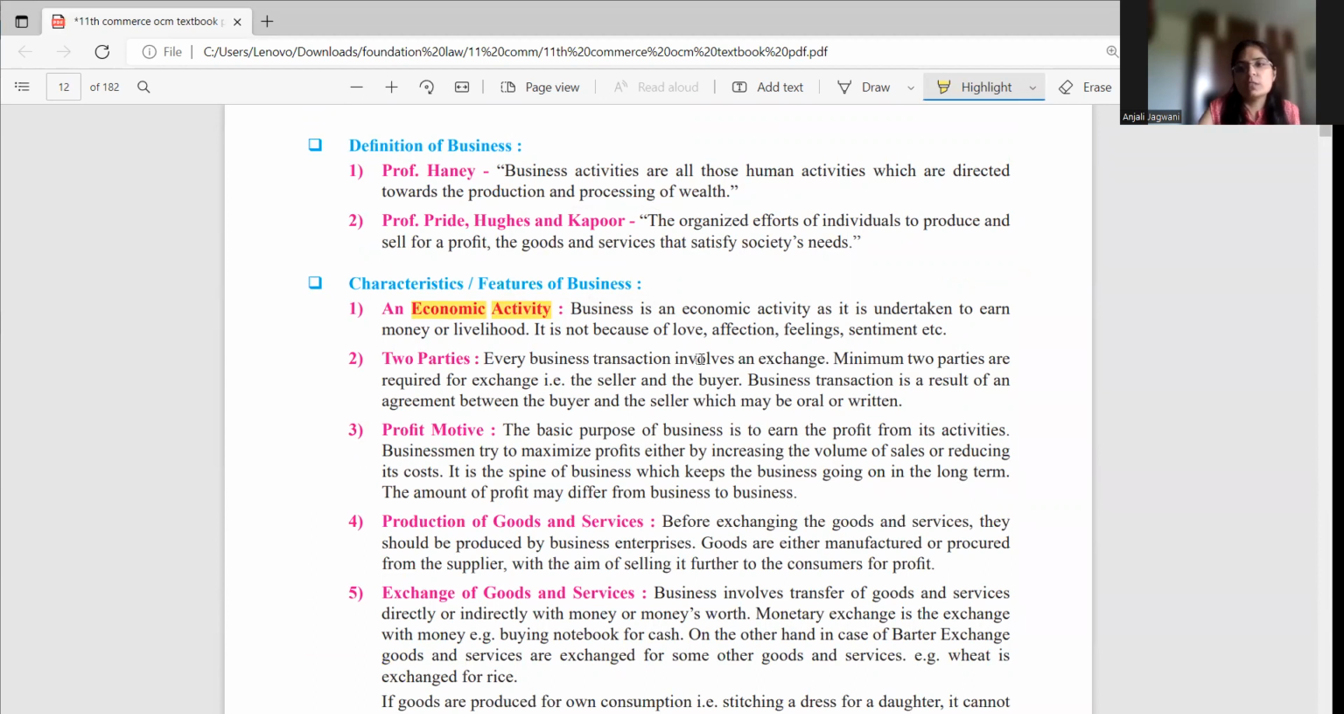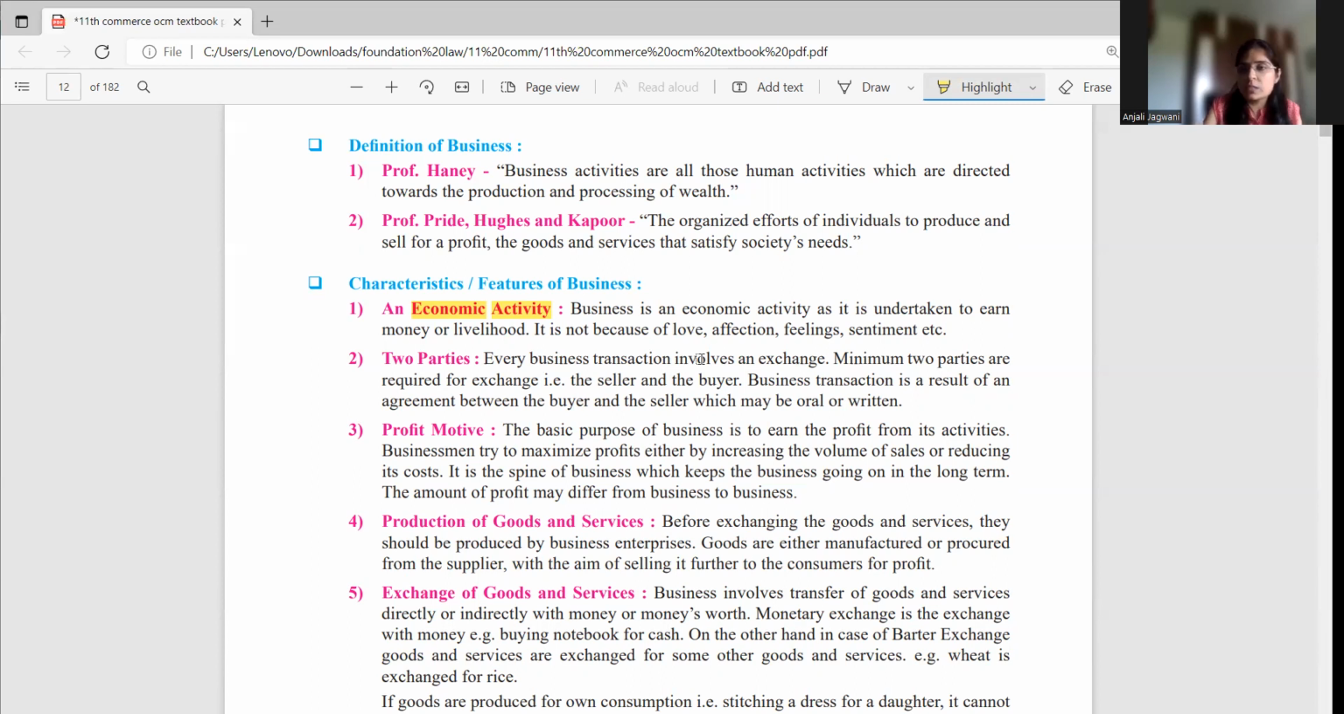So the first feature of business is it is clearly saying that it is an activity which is undertaken to earn money or livelihood, and it is not because of love, affection, feelings, sentiment, etc. क्योंकि अगर हम कोई चीज affection, sentiments में आके कर रहे हैं तो obviously हम उससे पैसा नहीं लेंगे, and that is not a business, that is not an economic activity as well, and अगर ऐसे business कोई run कर रहा है तो obviously is going to go into losses. So it is very important that a business is an economic activity and it should be done only for the purpose of earning profits.